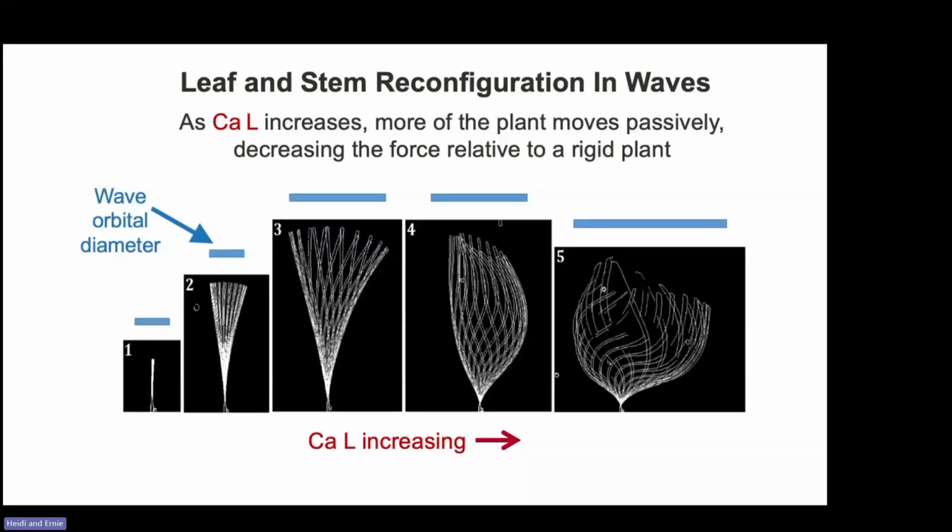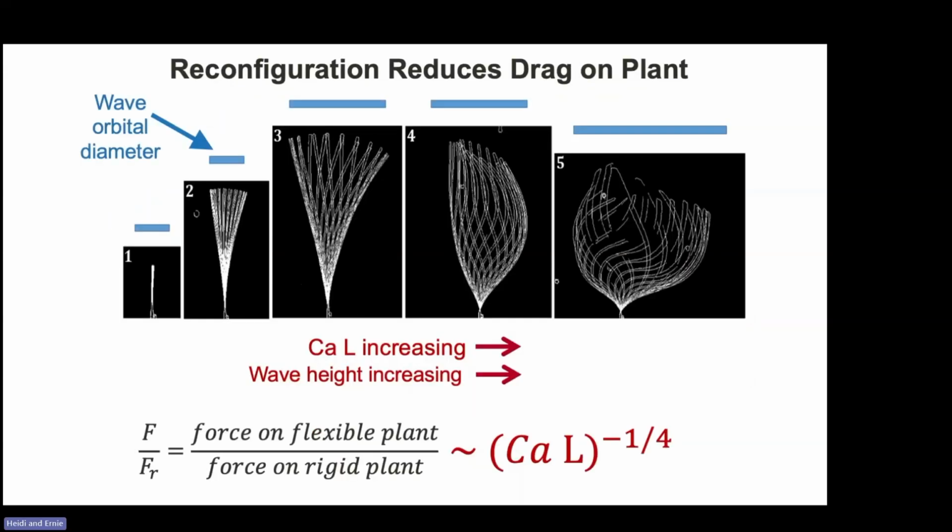Here we varied CaL by changing both the wave height and the plant rigidity, but you can think of this progression as really just increasing wave height. Scale analysis shows that the ratio of drag on the flexible plant relative to a baseline drag on a rigid plant is proportional to CaL to the -1/4 power. This scaling gives us a way to account for plant flexibility relative to the baseline case of a rigid plant.